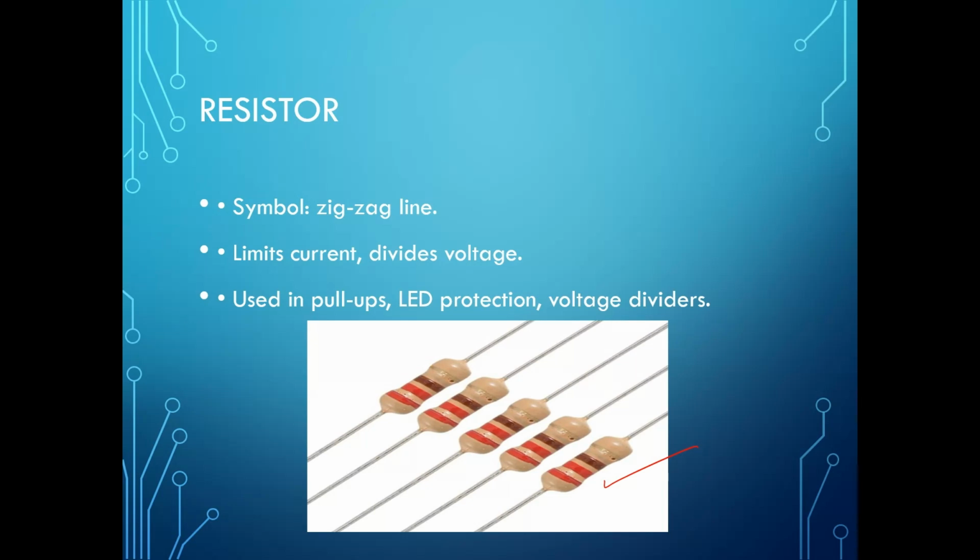So what is a resistor? The resistor is the simplest yet smallest component. It limits current and divides voltage. Think about the traffic police. Okay, so it's the traffic police of electronics. It controls how many electrons flow. Okay, so this is what it does.